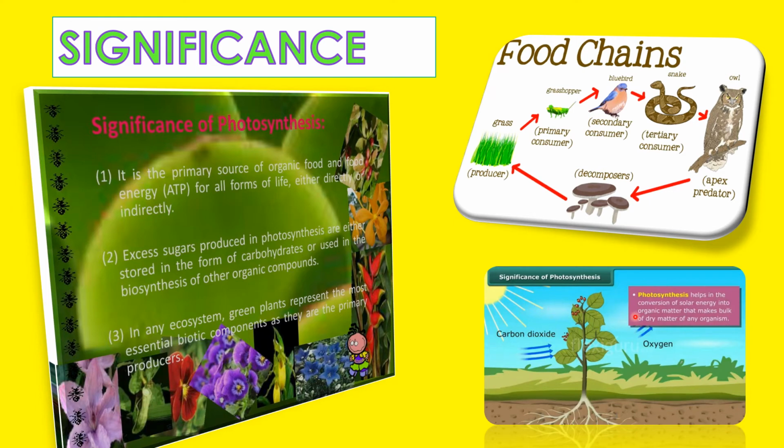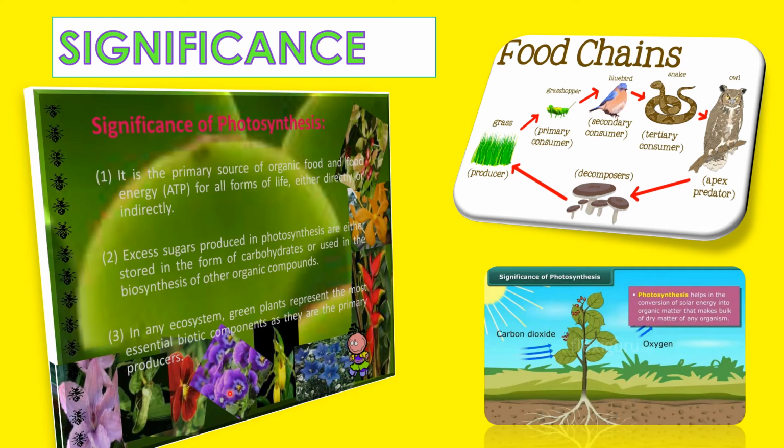Now see the diagram. In this diagram, photosynthesis helps in the conversion of solar energy into organic matter that makes bulk of dry matter of any organism. That means it is related to the second point. Carbon dioxide intake and release of oxygen happens during photosynthesis. This is the one significance of photosynthesis.